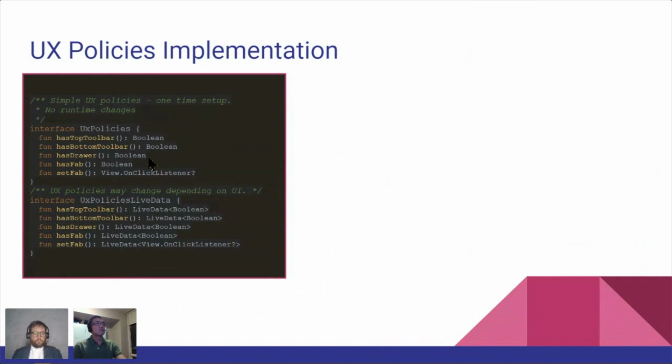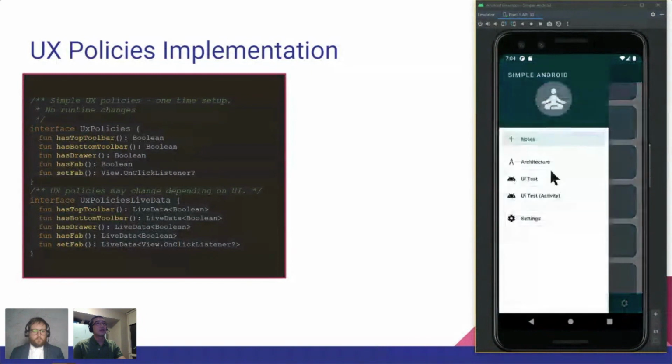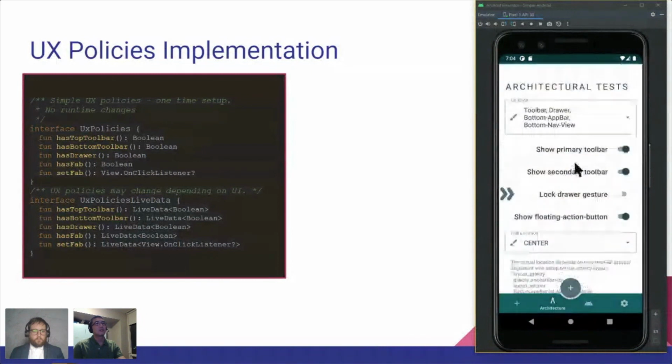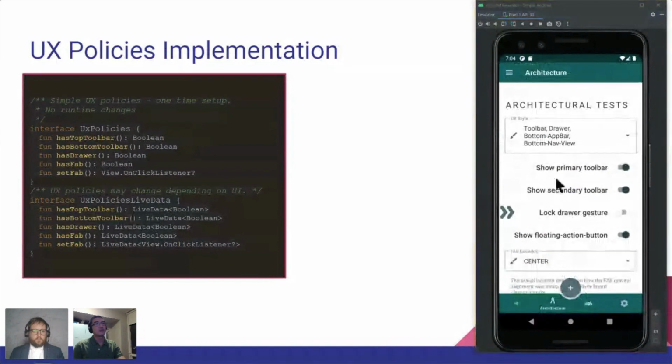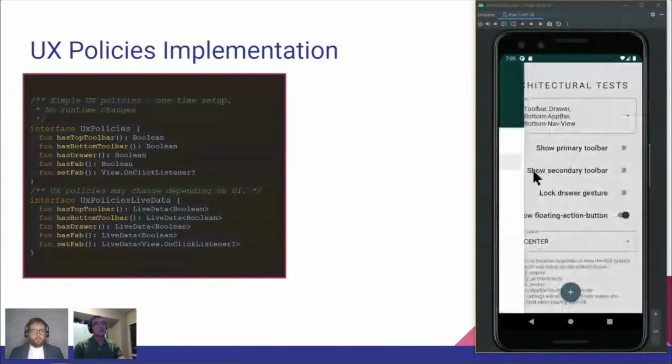If you use this approach, it's a simple pattern where each fragment is defining statically what it needs, and that's it. Once set, it will remain so for the life cycle of the fragment. But if you need the fragment to reactively define based on some user inputs, you can define another interface, but using live data, right? So for example, in this case, if we go over here, I have one that says architecture, right? So this is using the UX policies live data, because whenever I click here, I just disappear the top toolbar. So it will not appear anymore, or the secondary one, or even more, right?